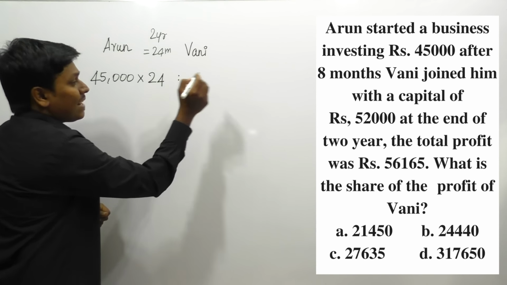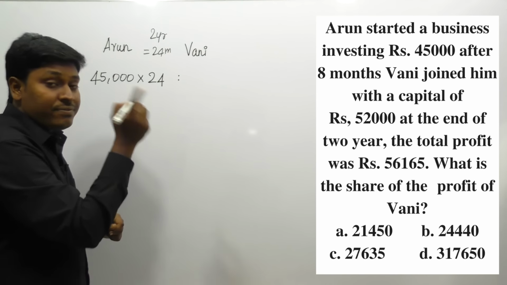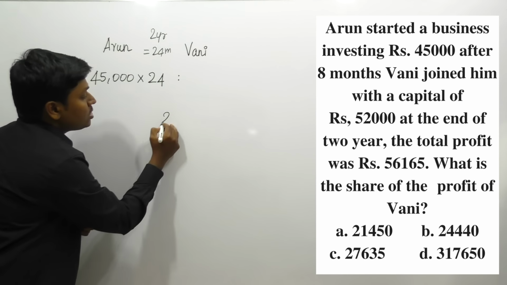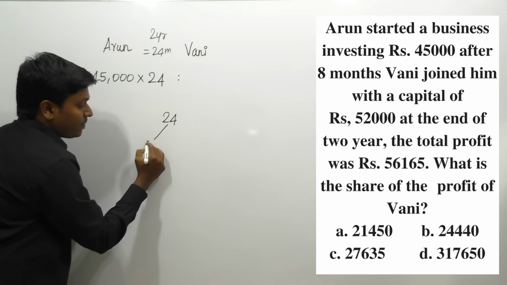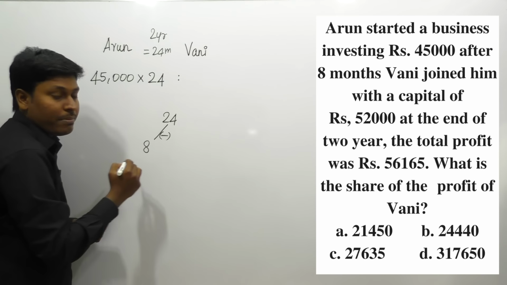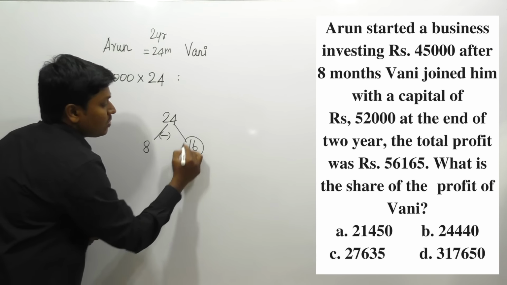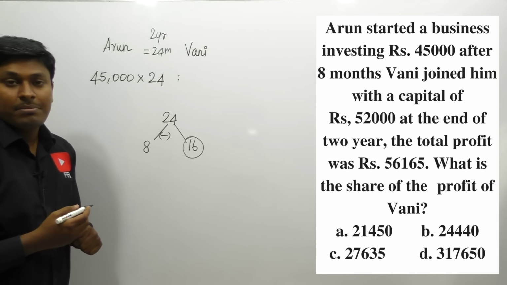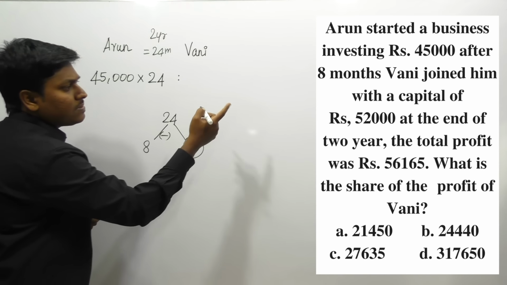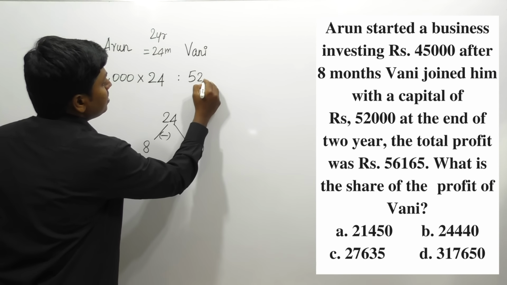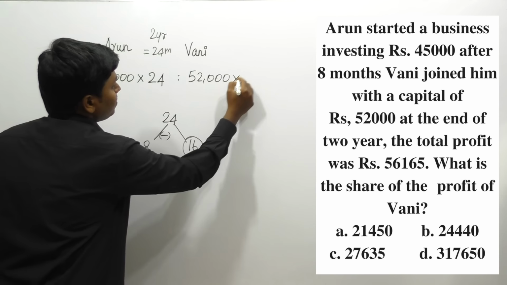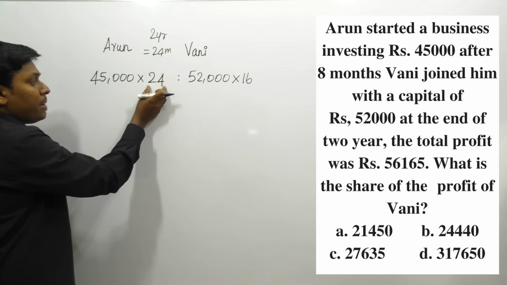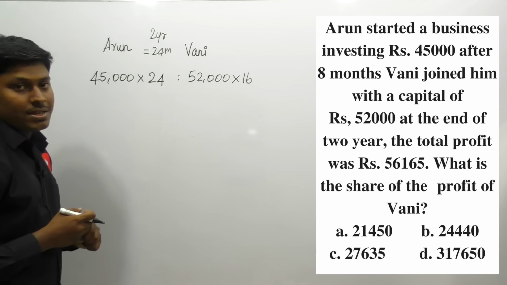And second is Vani, friends. Listen here. After 8 months only, the person Vani joined the business. We know that the total is 24 months. So when we subtract 24 minus 8 it will be 16. So friends, now we can surely say that for 16 months, the person Vani was in the business, right? We know that the person Vani is investing 52,000. So 52,000 into 16. So Vani was in the business for 16 months, and for the complete 24 months the person Arun was there in the business, right?